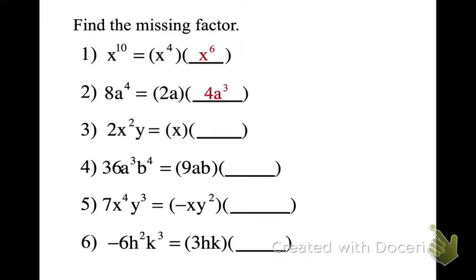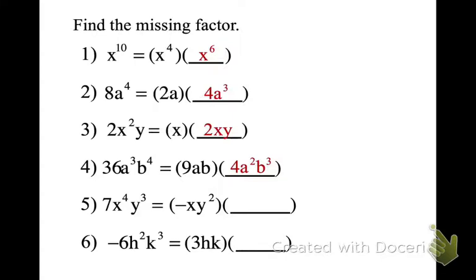Okay, we're missing a 2. Let's try our answers. And we're missing an x, and we're missing a y, 2xy. Okay, for 4, 9 times what equals 36? It's 4. I need an a squared times a makes a to the 3rd, and then we need a b to the third to make b to the fourth.